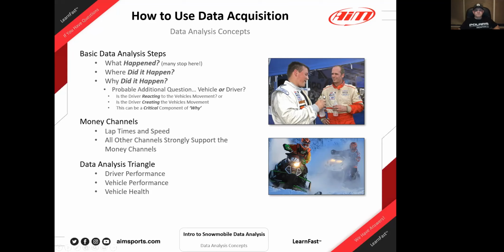Then there's one more piece here in the middle, one additional question you might want to ask: is it the vehicle or is it the driver? Sometimes you'll see a loss of a couple of tenths in this corner, maybe half a second. You want to ask yourself that next question, which is sometimes hard: is the driver reacting to the movement, in other words, the sled bogs or whatever it happens to be, or did the driver create that problem? It's a big part of the why. How do you adjust something if you don't understand exactly why it happened?